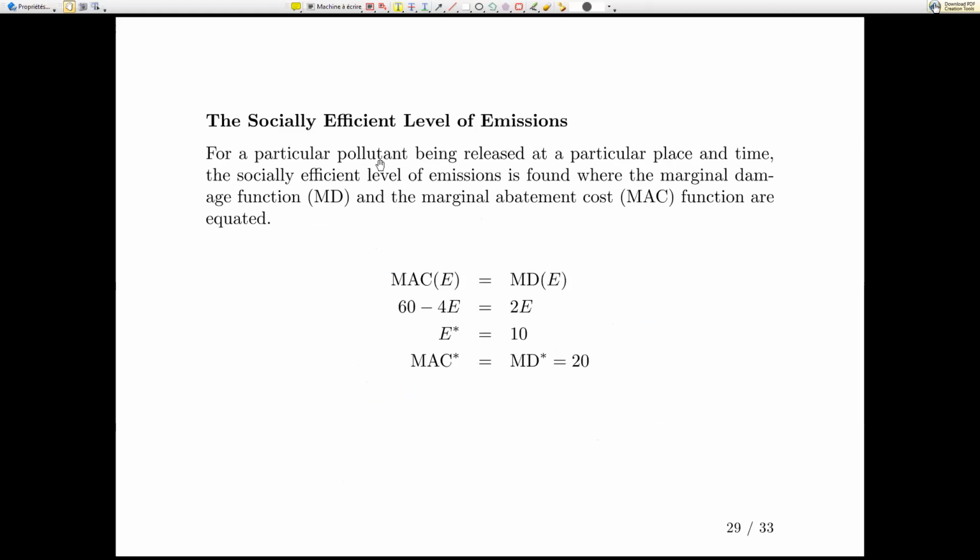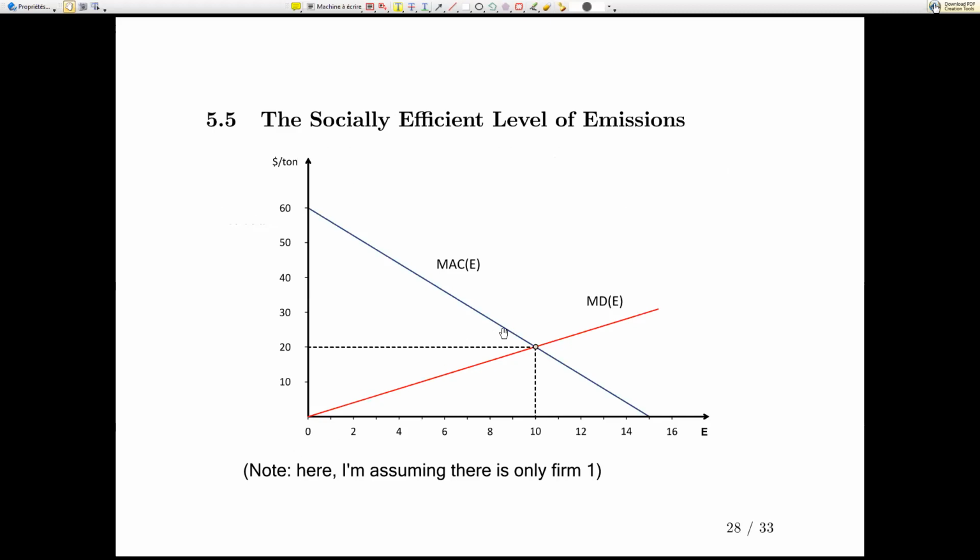So for a particular pollutant being released at a particular place and time, everything is specific to the problem you're dealing with, of course. What we care about is that the marginal damage be equal to the marginal abatement cost. Here the function I'm using is 60 minus 4e, and the marginal damage is just 2e. It looks like the slope is less than 1, but realize that here it's 20 and here it's 10, so the slope is 2.